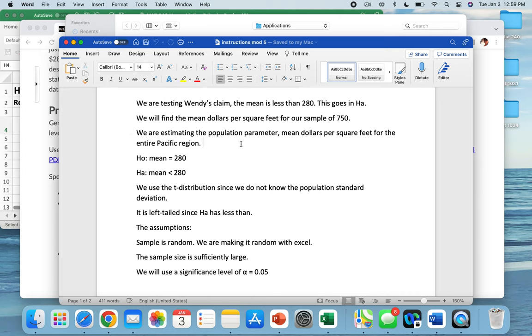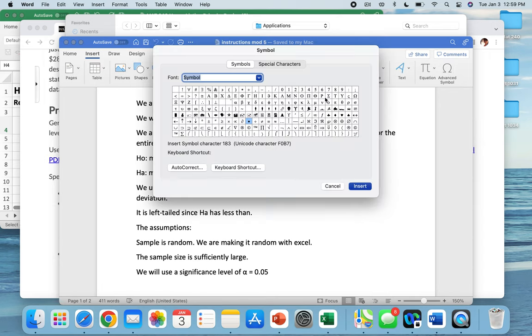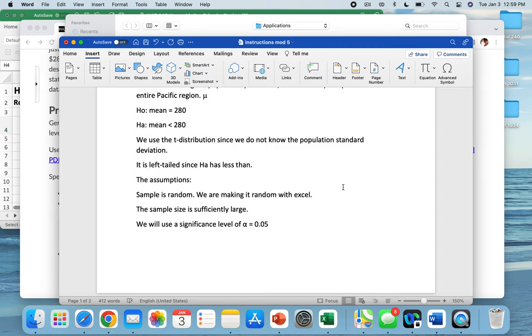Okay, if you want to type the symbol, insert, symbols, and we want our mu. That's our symbol for the population parameter, mean dollars per square foot for the Pacific region, the whole region. All right, so our H0 is that the mean is 280, and HA is less than 280.